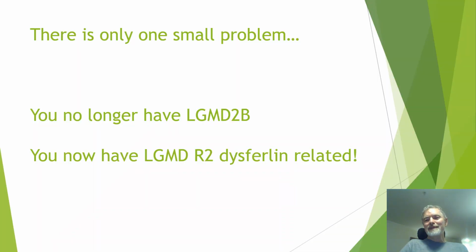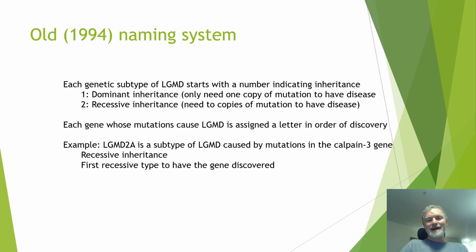So imagine that you're in the movie Monty Python and the Holy Grail, and that you're asking the knights who say "ni" about what type of limb-girdle muscular dystrophy you have, or a loved one has. And they'll say, well, there's only one small problem. You no longer have LGMD2B. You now have LGMD-R2 dysferlin related. Okay, so what the heck does that mean? I will explain.